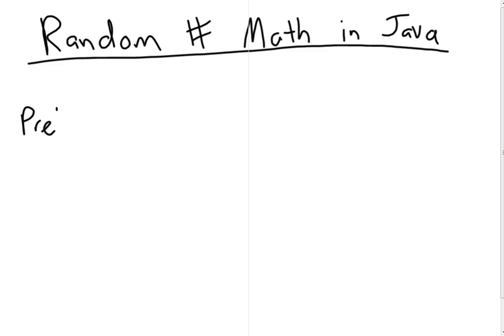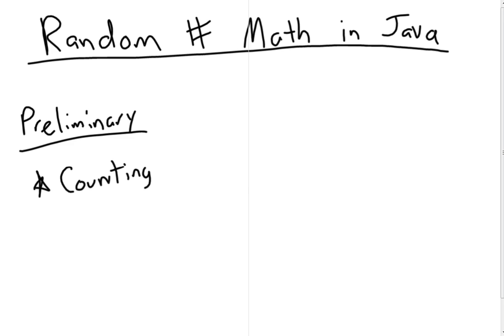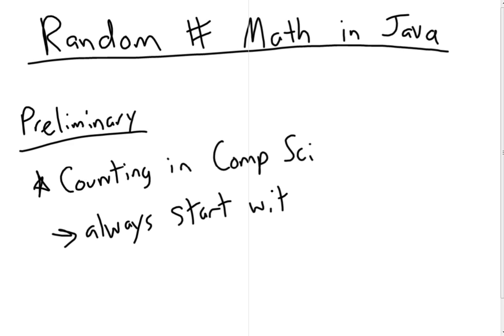All right, computer science students, let's talk about random numbers in Java, particularly from a math standpoint. Before we get started, we're going to do just a few preliminary things, some items that we need to talk about. First off, counting in computer science. This sounds strange, but this is how it works. Computer science students, programmers, we always start counting with zero. So 0, 1, 2, 3, and so on and so forth. This will come into play a lot.